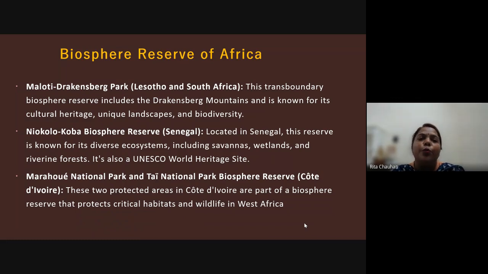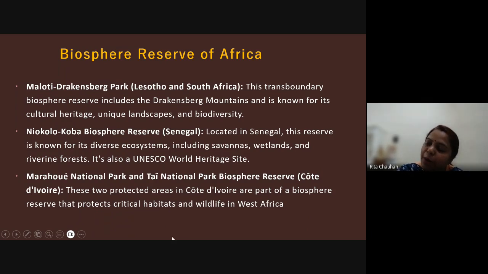Nokoro-Koba Biosphere Reserve in Senegal is another important biosphere reserve, which is also a UNESCO World Heritage Site. Then we have Mara National Park and Mara National Park Biosphere Reserve. See, in many places, for example in Malawi, they have biosphere reserves and national parks both.